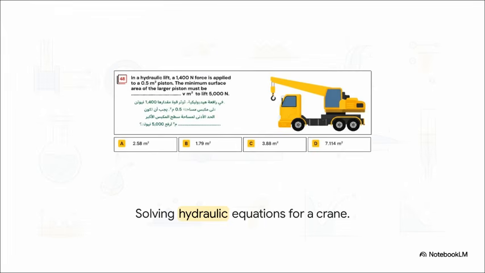Cruising right along to question 48. We're looking at a heavy crane's hydraulic lift. It uses a 1,400 Newton force on a half square meter piston to lift 5,000 newtons. Once again, relying on Pascal's principle, 1,400 divided by 0.5 equals 5,000 divided by our unknown output area. Do the math, 5,000 times 0.5 divided by 1,400, and we get a required area of exactly 1.79 square meters.